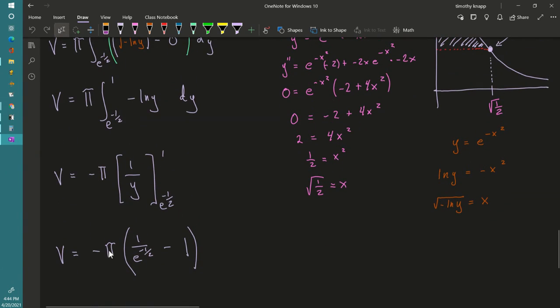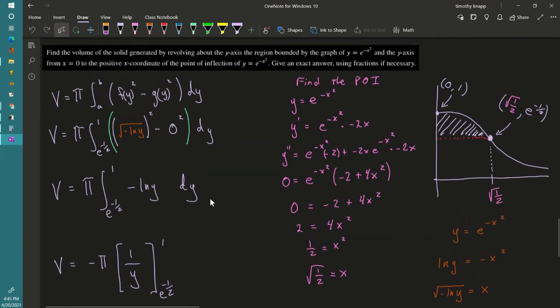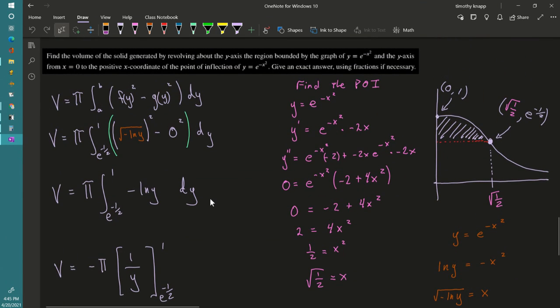So here's my final result, a negative pi, and I'm going to evaluate it at e to the negative 1/2. And I'm going to evaluate it at 1 as well. So this is actually just 1 over 1 right there. And the e to the negative 1/2 is here. All right. So there it is. There's our solid, our volume, the solid of revolution.